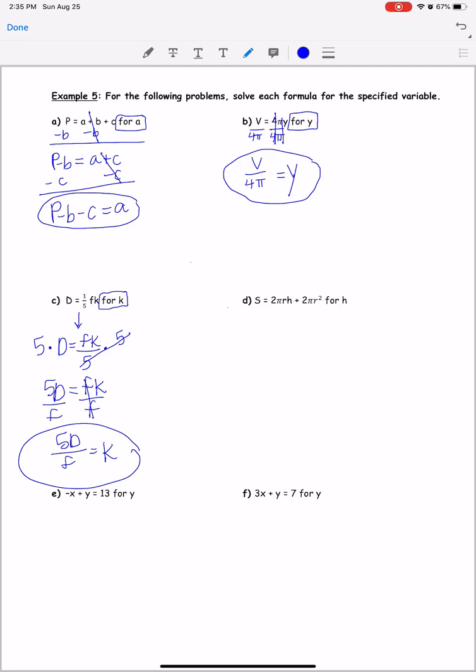Think about this as if this formula was something like S equals 2H plus 2. To get H by itself, you would subtract 2 from both sides. You get S minus 2 equals 2H, and then you would divide both sides by 2. This is the same two-step problem. It's just got a lot more variables, so it doesn't look quite as pretty, but it's the exact same thing.